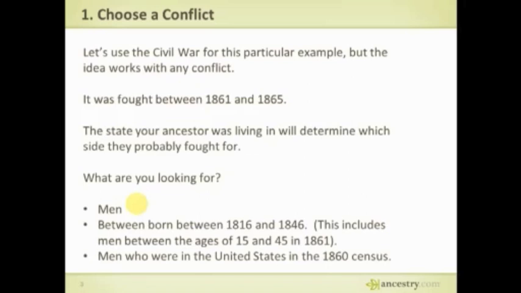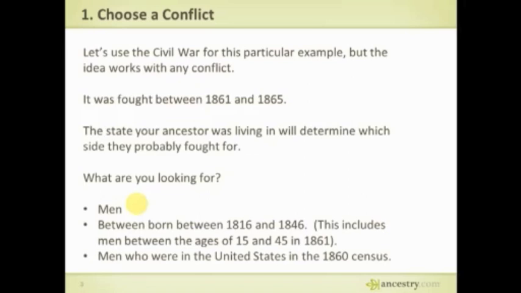in this war. In the Civil War, the state your ancestor was living in will determine which side they probably fought for. Most of our wars, all Americans fought on the same side. This one, of course, was a tad different. What are you looking for? In the Civil War, I'm looking for men, though women did fight, and women did serve in various branches in every war. But in this case, I'm looking for people or men born between 1816 and 1846. This includes men between the ages of 15 and 45 in 1861.